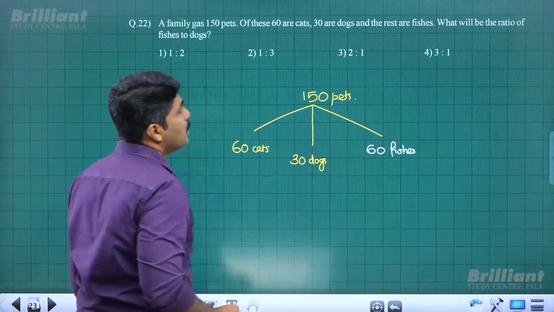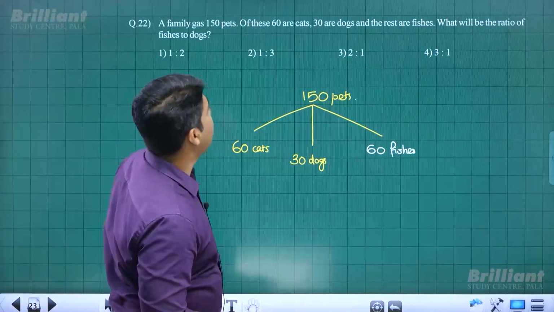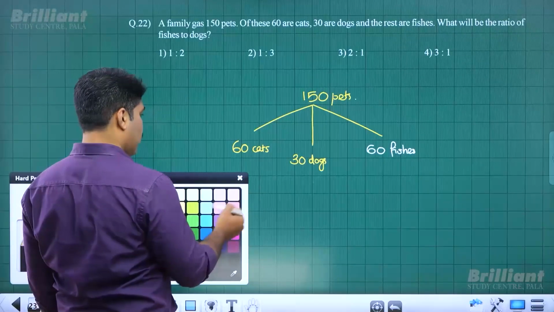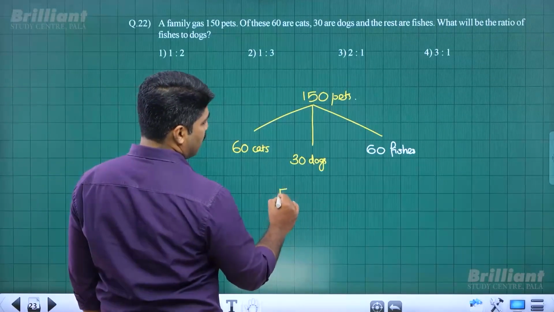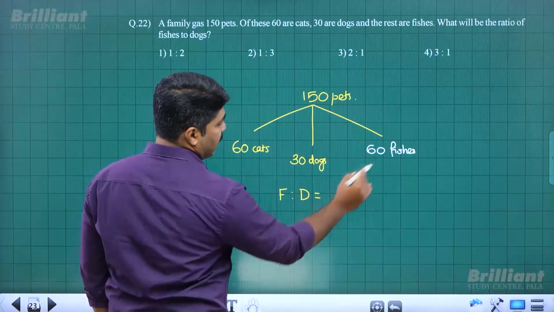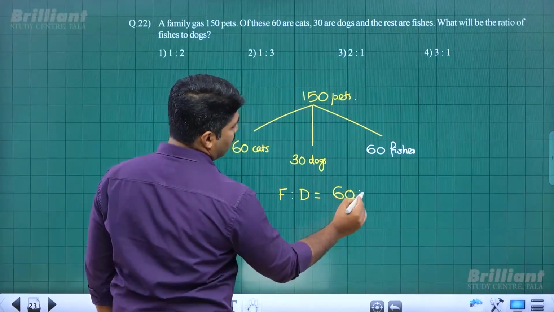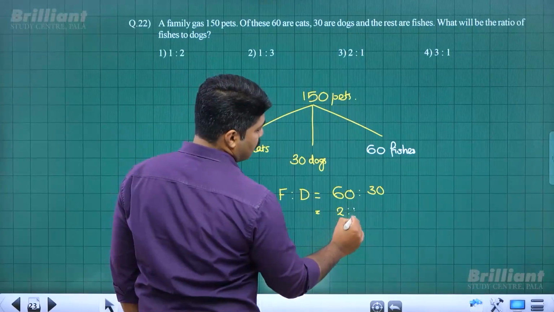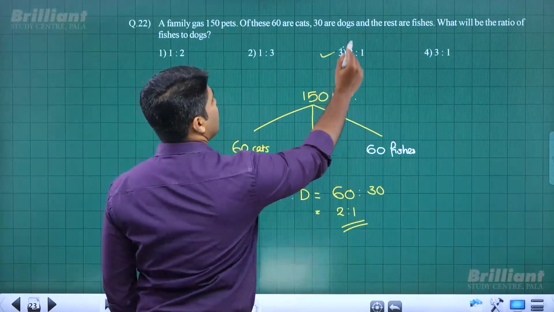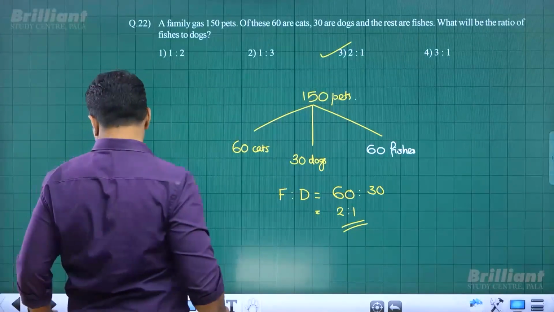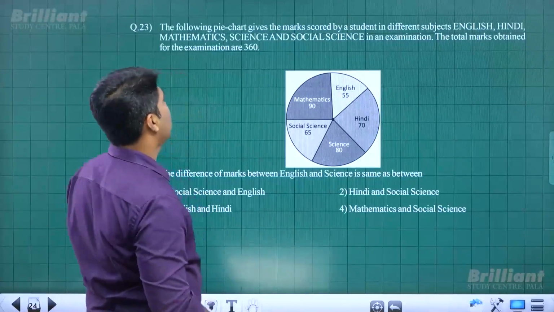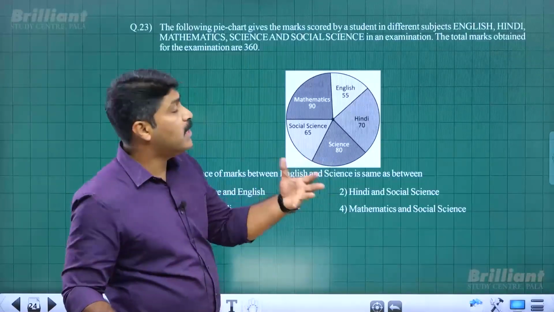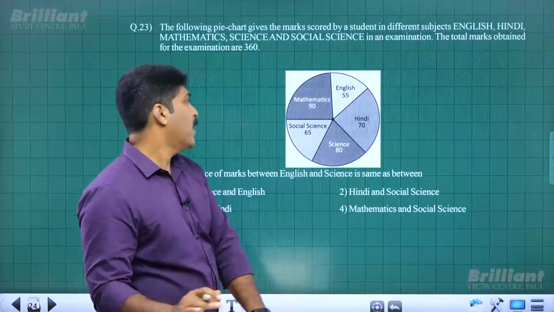Good. So what we are going to find out is the ratio of fishes to dogs. What is the number of fishes here? 60. Number of dogs here? 30. So this is simply 2 is to 1. That's a very simple approach, 2 is to 1. Very simple question. Understand that order. That's the only important point. It's a very simple arithmetic or data interpretation type question.